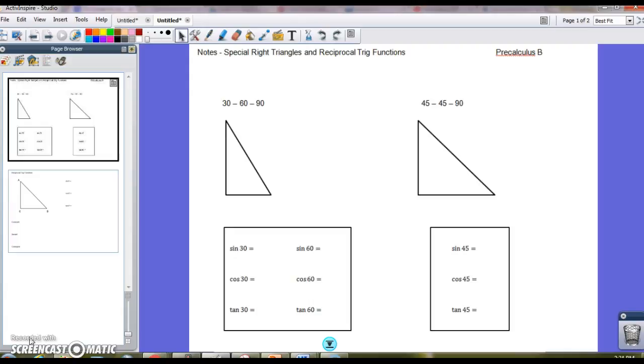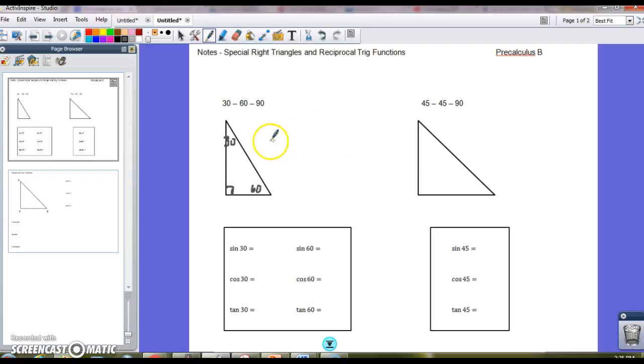Okay, so we'll start with the 30, 60, 90 triangle. And here's our right angle. We'll call this our 60-degree angle, and this will be our 30-degree angle. And you have this printout as well, so you can go ahead and write right on this as I'm going through it in the video, so you have the notes in front of you.